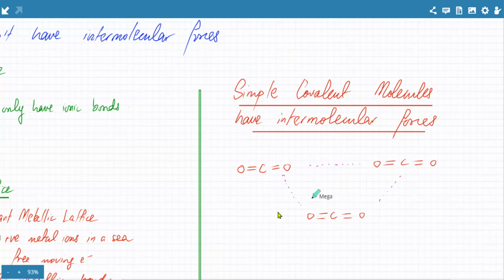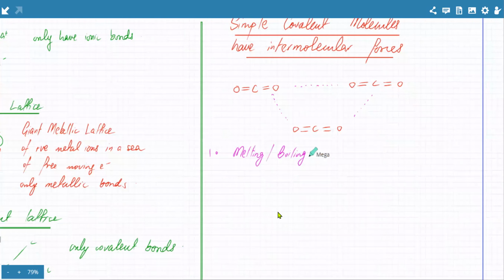Then these forces can be weak and they can be strong. So, Amal, what properties are dependent on intermolecular forces? Can you name a few? Like the boiling point and the melting point. Okay, so that's the first one, the melting and boiling points. They are definitely dependent on it, and you pretty much know that if you have more intermolecular forces, then it would become harder to melt or boil.